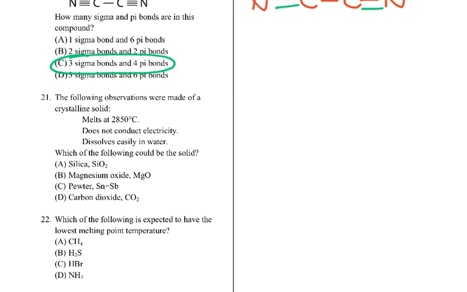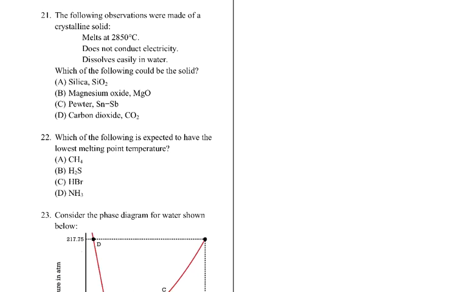The following observations were made of a crystalline solid. It melts very high, does not conduct electricity, and dissolves in water. That's critical. So who dissolves in water? Ionic compounds dissolve in water. So pewter, silica, that's quartz. That's not going to dissolve in water. Carbon dioxide dissolves in water, but that's a gas. It does not melt at 12 in there, so that's not the answer. So it's magnesium oxide, nice ionic compound.